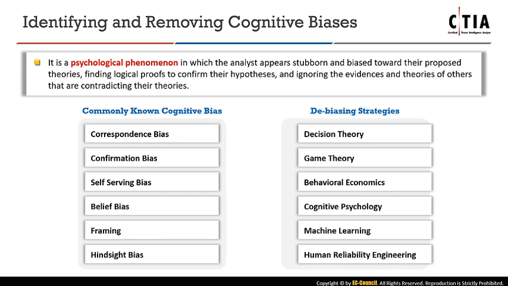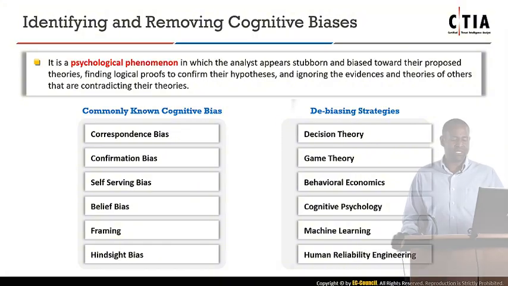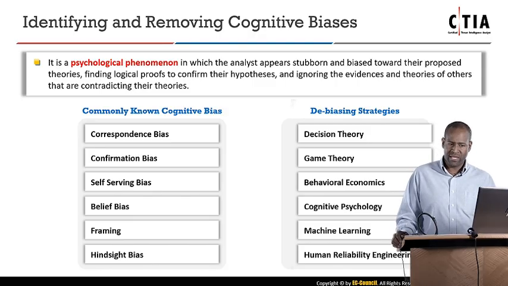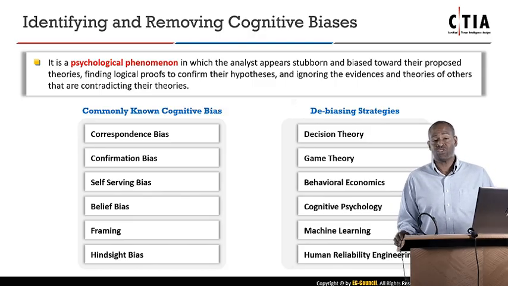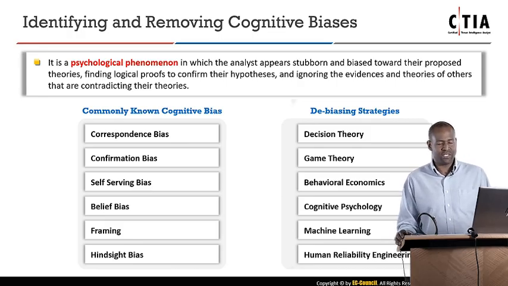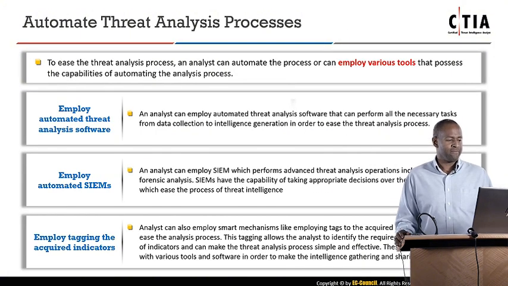So this can be fought through behavioral economics, belief bias through cognitive psychology, framing through machine learning, hindsight bias through human reliability engineering. Now, each one of these areas we don't spend too much time on. I kind of stopped at game theory because there's quite a lot to each one of these cognitive biases and to each one of the debiasing strategies. And I would suggest that you take some time to look through all of this because it's very fascinating, at least in my very biased opinion.